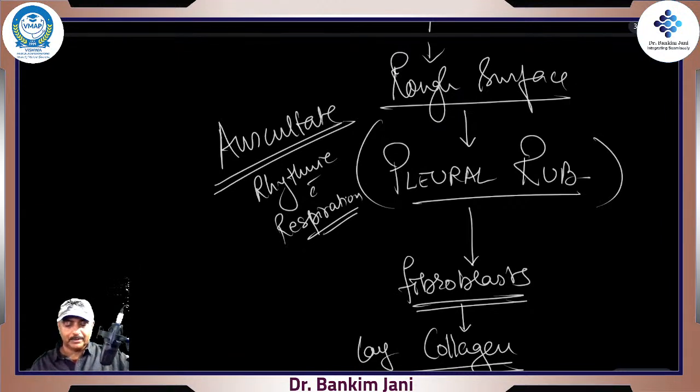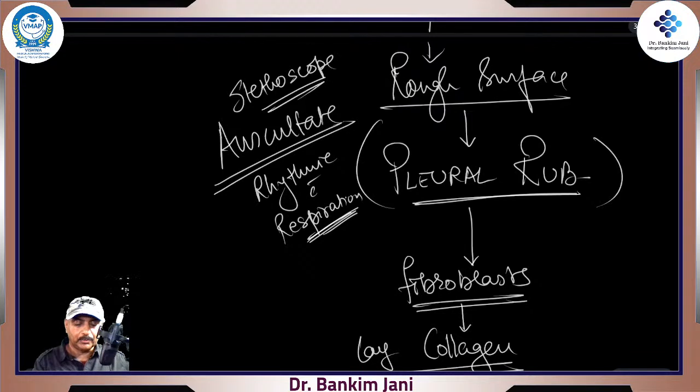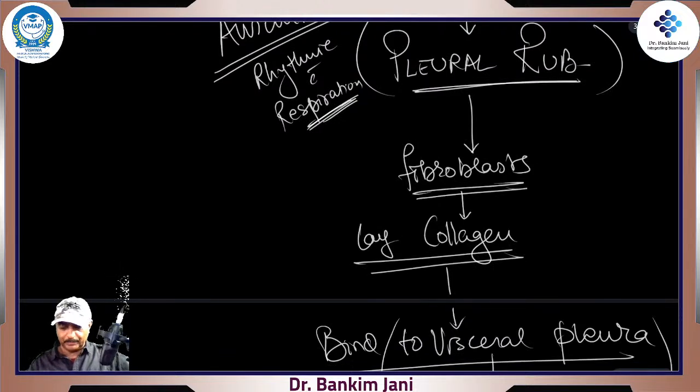The surface is rough. So now when there is respiration and you auscultate with the stethoscope, you'll be able to hear what is called the pleural rub, in inspiration and expiration both. As things go worse, the pleura will be invaded by fibroblasts. There will be lots and lots of fibroblasts. These fibroblasts will lay collagen.